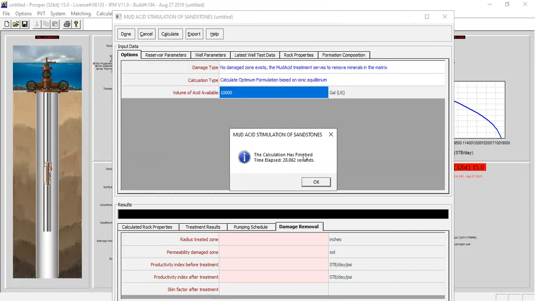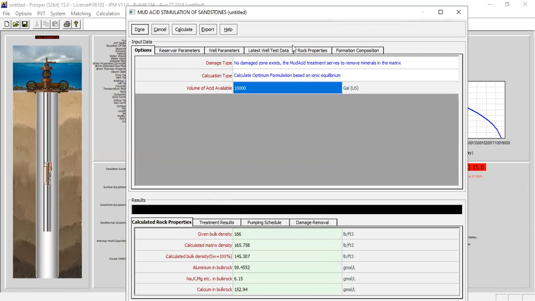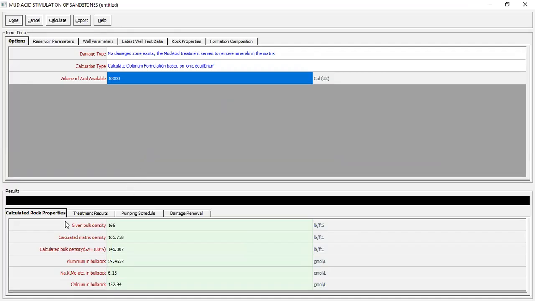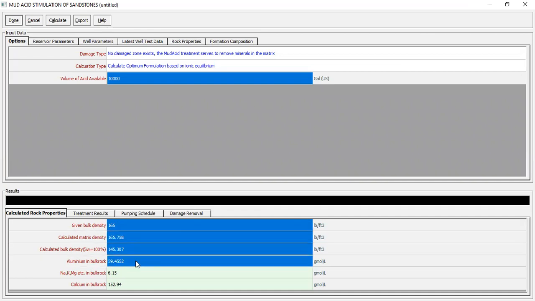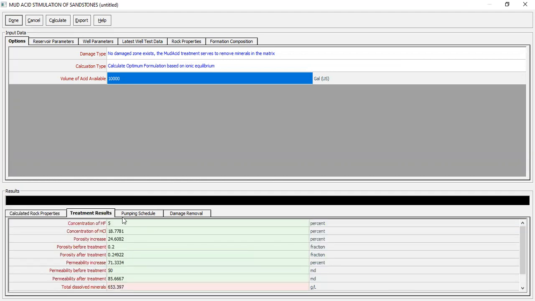The calculation has finished very fast. And you see what we get. Very, very interesting. I will maximize the window. I get these results. I got the given bulk density. I know the calculated matrix density. Interesting. I know the aluminum in bulk rock, right? Calcium in bulk rock, and the treatment results.